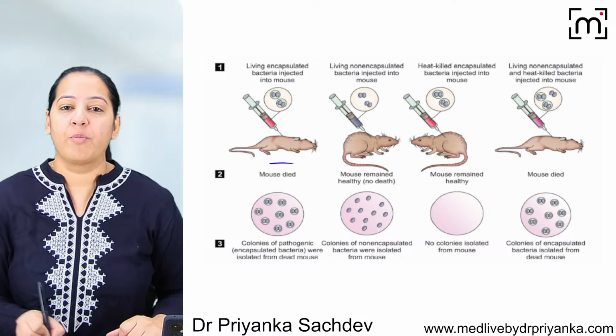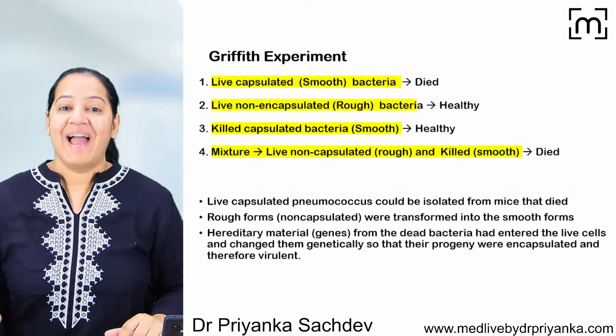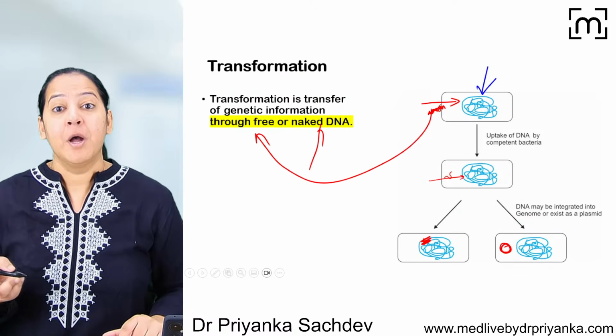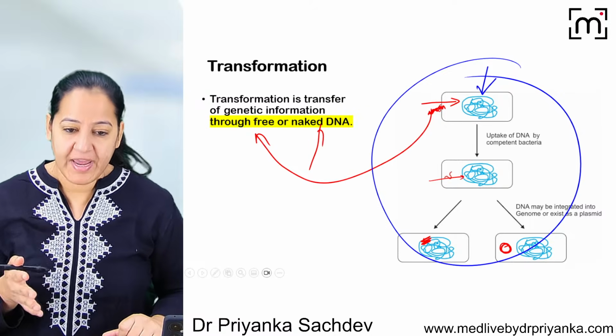Griffith took 4 mice. It's a 4 mice experiment. 4 चूहे ले लिए, 4 mice. And Griffith, by doing this experiment, proved that transformation takes place in reality. We will prove that. Okay, listen.